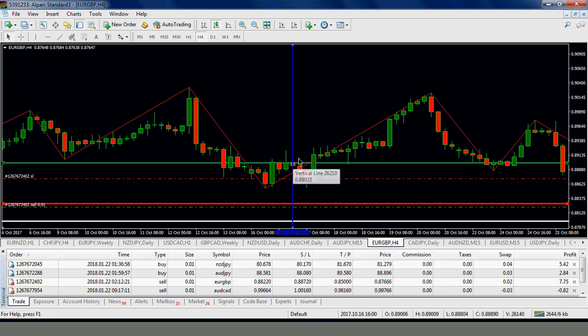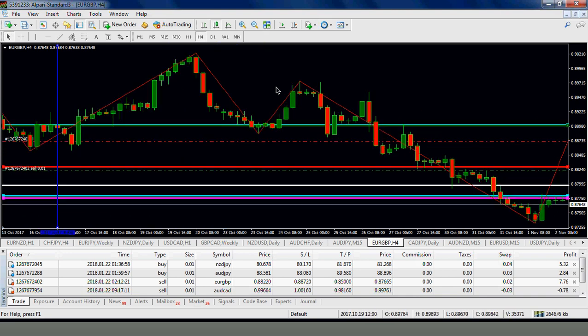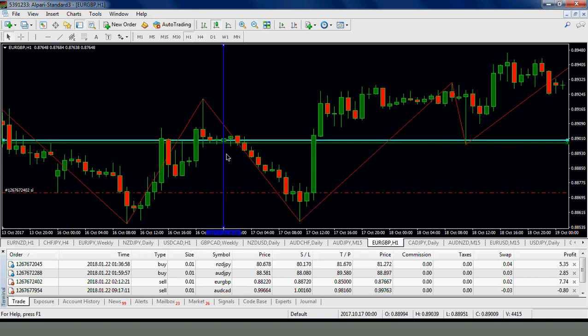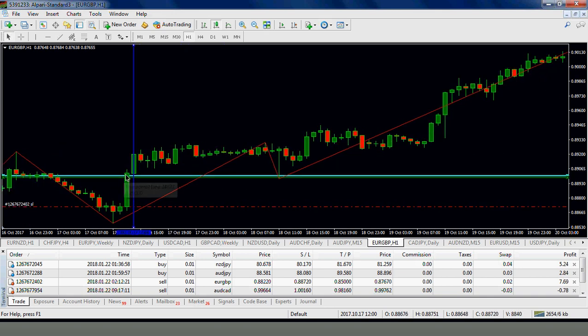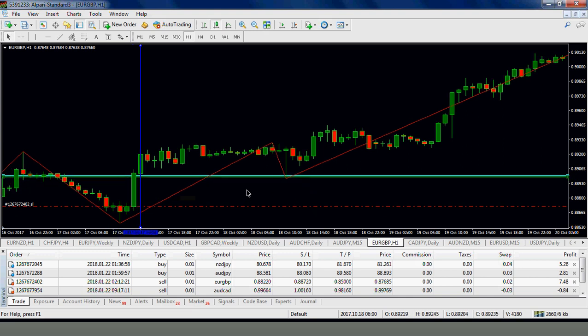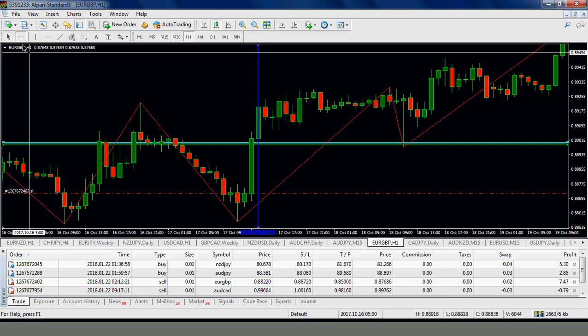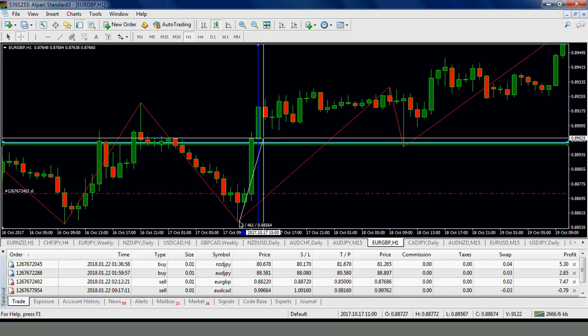So we have that. So wait for 1 hour to break both lines. You see that? So we are entering the market at the break of these 2 lines. So our stop loss, you could decide to use this point as your stop, or you use this as your stop.